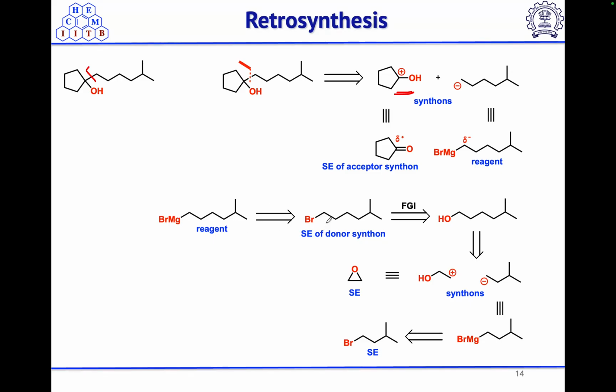Now from where can we get this synthetic equivalent? This is the donor synthon, and this is the synthetic equivalent of the donor synthon. If we treat it with magnesium, then we can get this reagent. Now, from here we can get this alkyl bromide compound. Basically, we can get this alkyl bromide from the alcohol by doing an Appel reaction kind of thing.